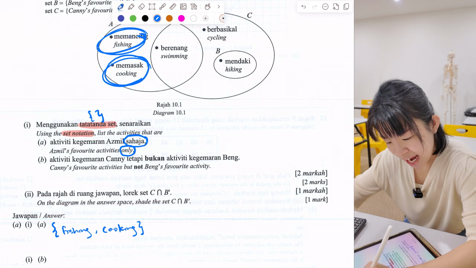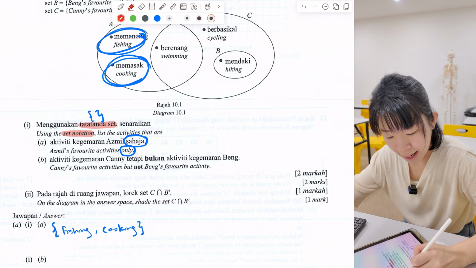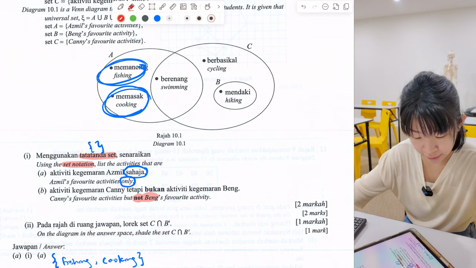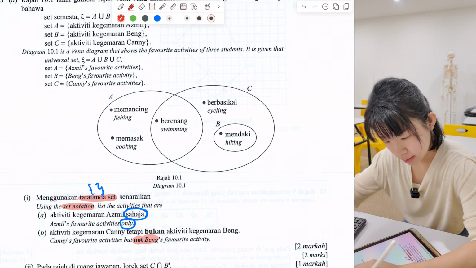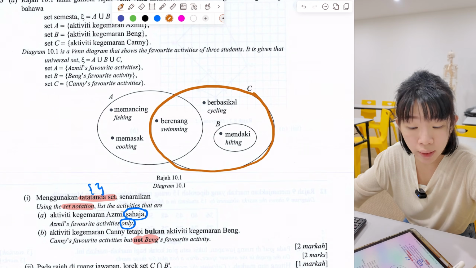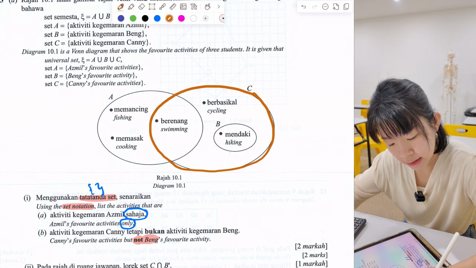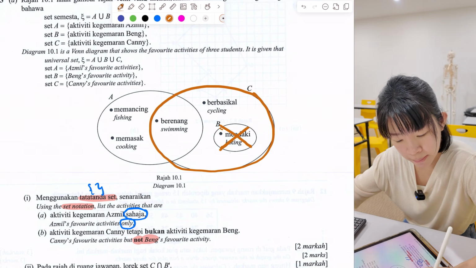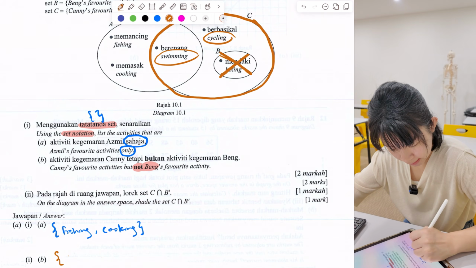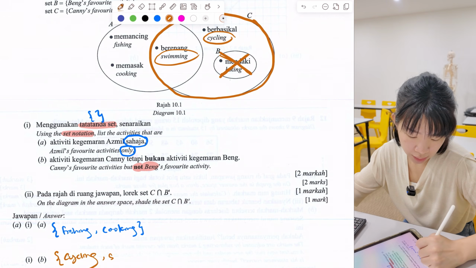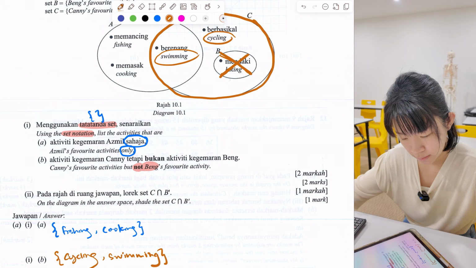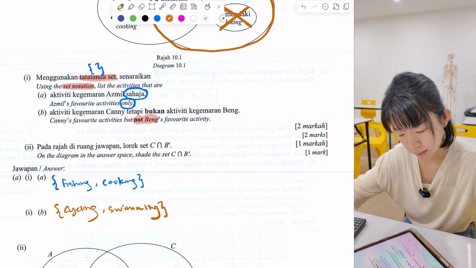Okay, part B. Kenny's favorite activity, but not Abing's favorite activity. Okay, only Kenny's favorite activity. So look at Kenny's, this whole circle is Kenny. But they say do not include Abing's. Abing is B, so we don't want this. If we don't want B, we are left with cycling and swimming. Alright, so we list these two: cycling, swimming.